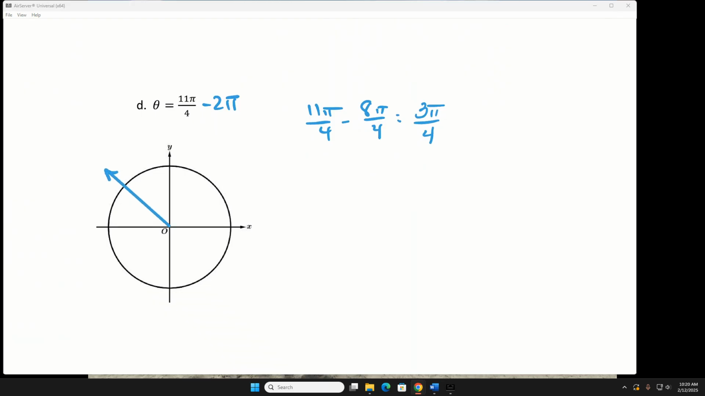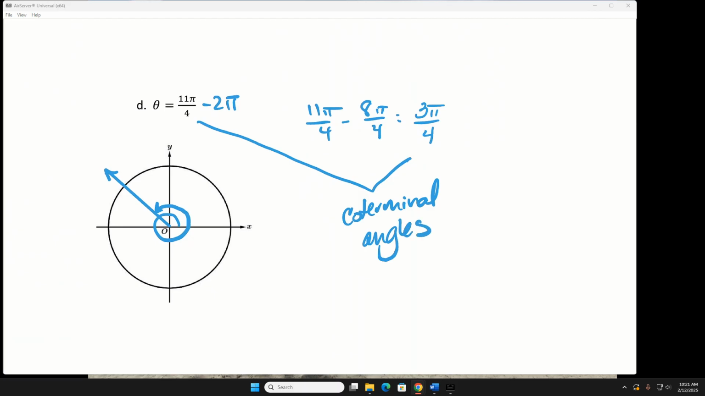All right, so you guys draw the loop that you think it will be for 11 pi over 4. All right, so we should go in the positive direction, but we do a full rotation and then a little bit more to get to 11 pi over 4. Those two are coterminal, not the same angle.